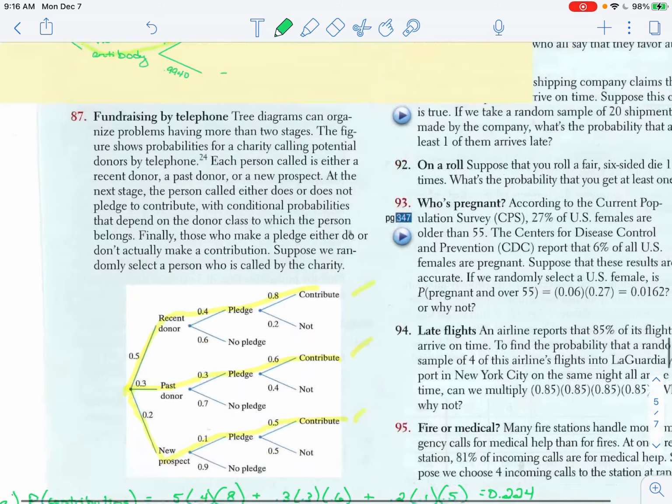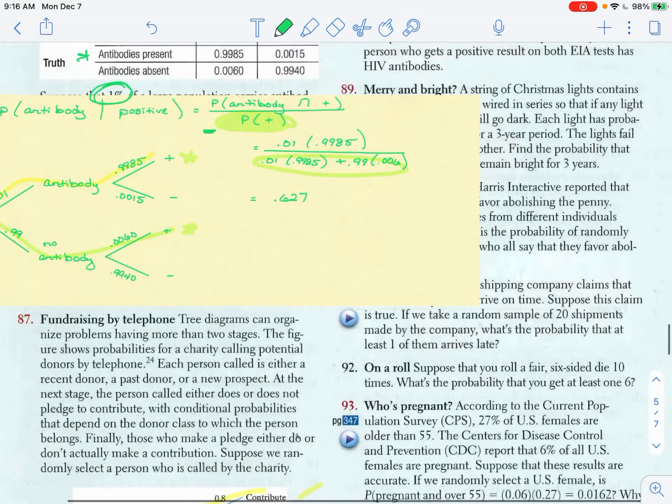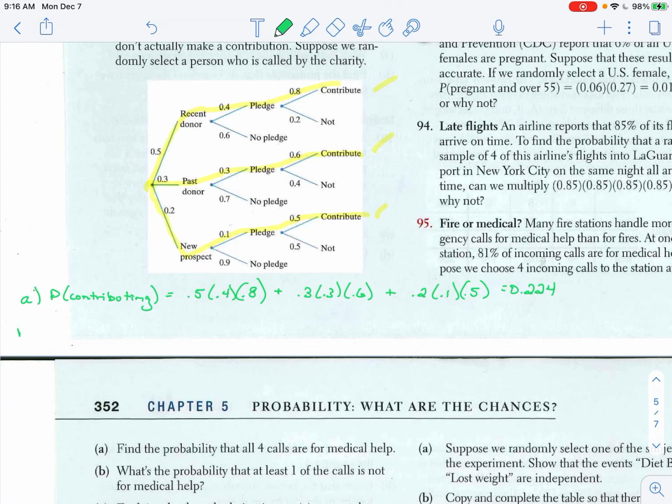So then part B is a different question. Part B says, given that they contributed, I already know now the person I chose contributed. I want to find the probability that they're a recent donor. So I'm going to do it down here. So part B, we're finding the probability that the person is a recent donor, but I already know they contributed. Now, there are lots of branches that end in contributions, but I can't work backwards.